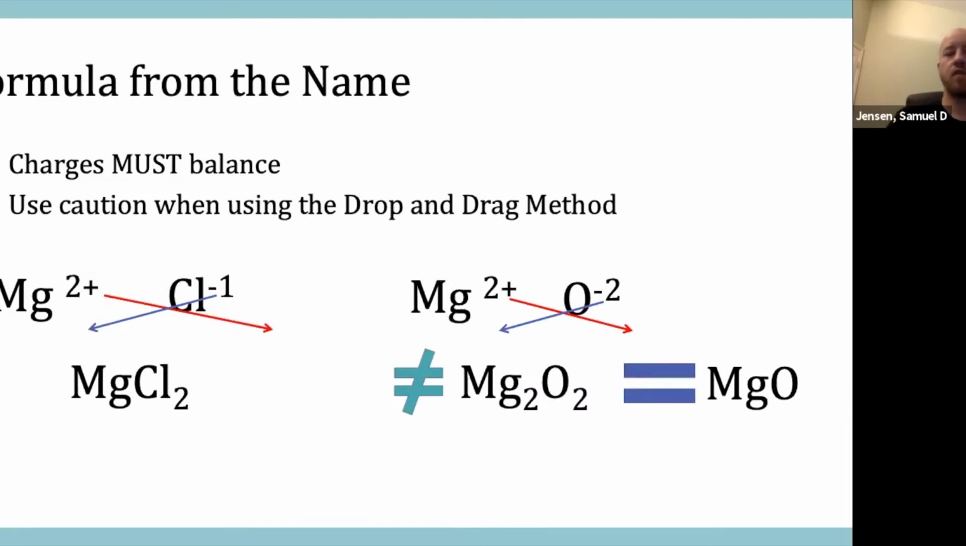So here's what I was saying. The drop and drag doesn't work, just like with calcium oxide. It doesn't work for magnesium oxide because magnesium is +2 and oxygen is -2, so it is not Mg2O2. It works better where the charges are different.